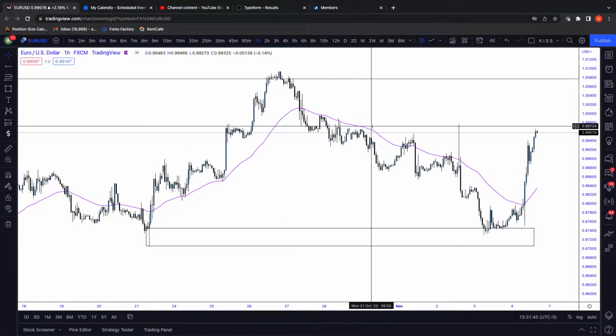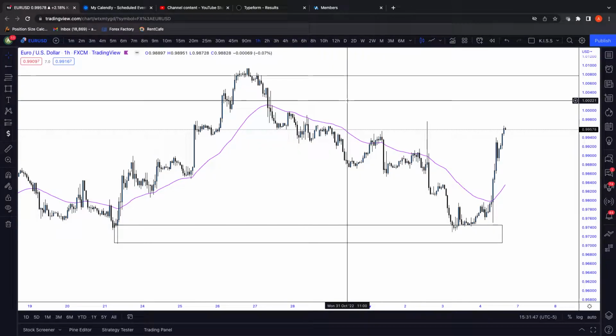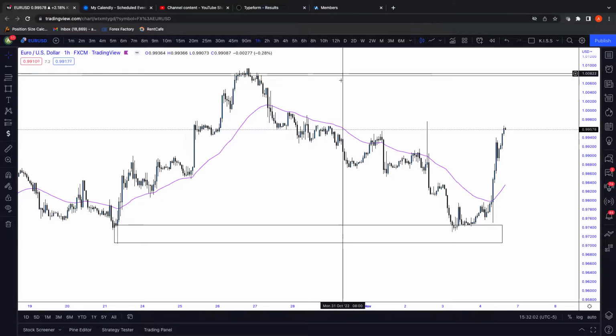As usual, we're going to break down some charts from a higher time frame perspective and give my thoughts in terms of weekly bias, what I'm expecting to take effect throughout the week. All right, so as usual, we'll start off on Euro USD.